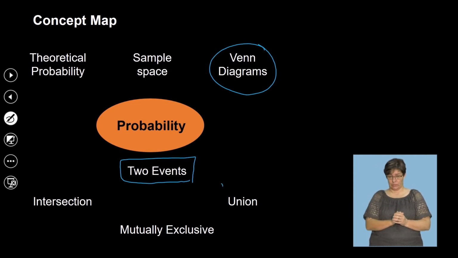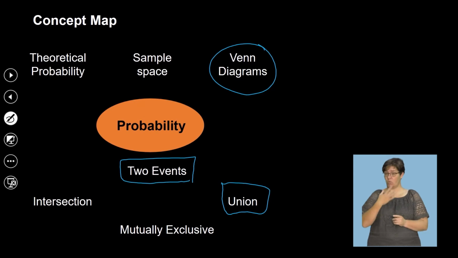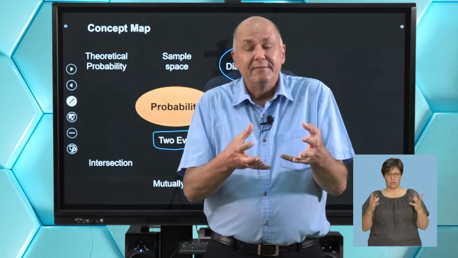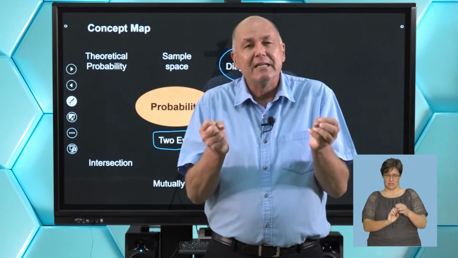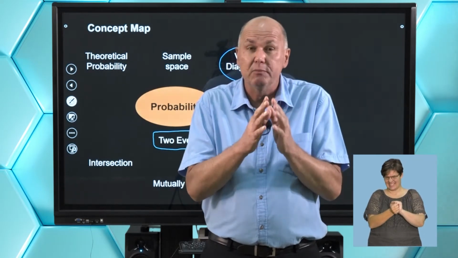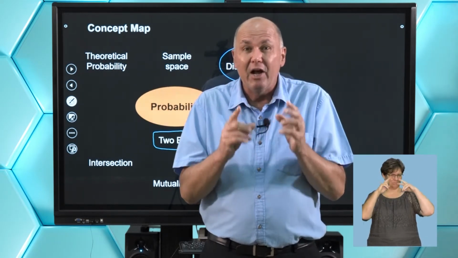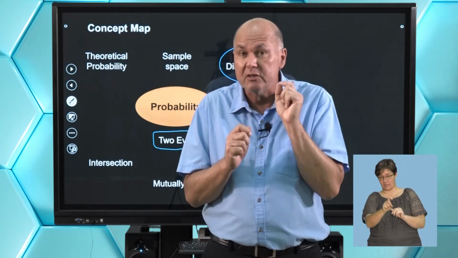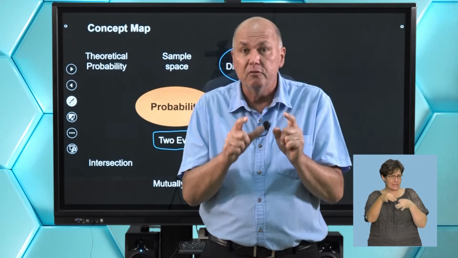And the first thing that I want to deal with is this idea of a union. Now, what does union mean to you? Union means joining together. Well, in maths, it's a little bit more complicated in terms of probability. And I want you to get this idea very carefully. So I'm going to go very slowly to make sure that you've got it.